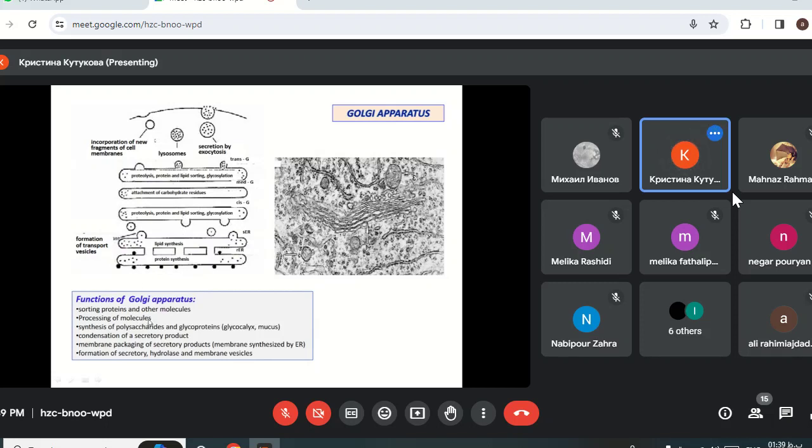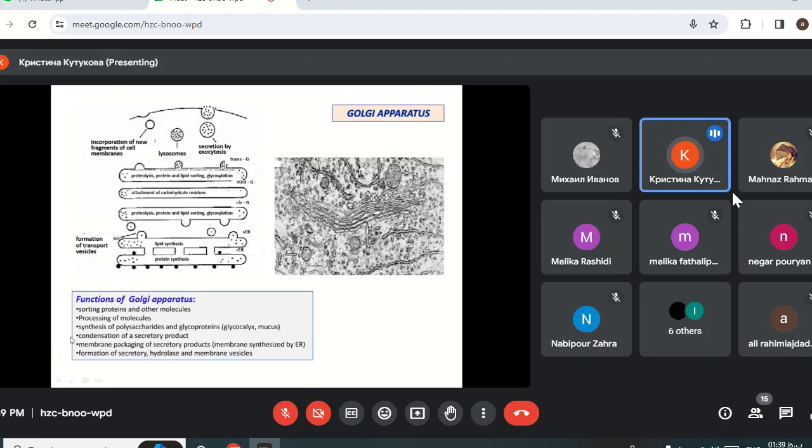Next, processing of molecules. It means that these molecules are chemically changed somehow. Next, synthesis of polysaccharides and glycoproteins of glycocalyx and mucus. So glycocalyx is covering the surface from outside. It consists of carbohydrate chains. So these carbohydrate chains are synthesized inside Golgi apparatus itself, and mucus also.